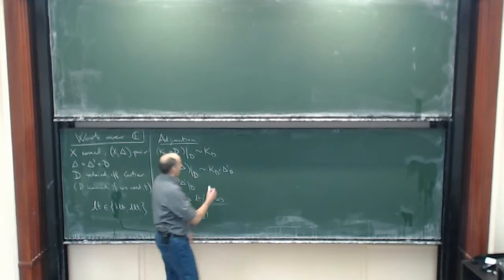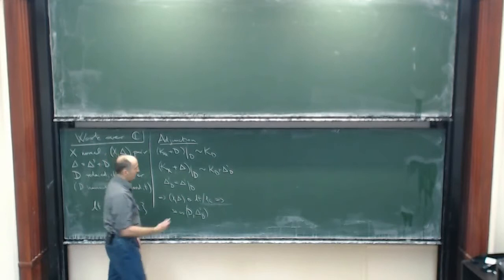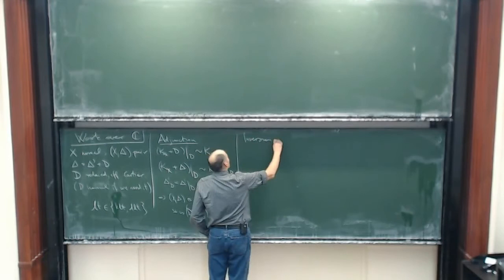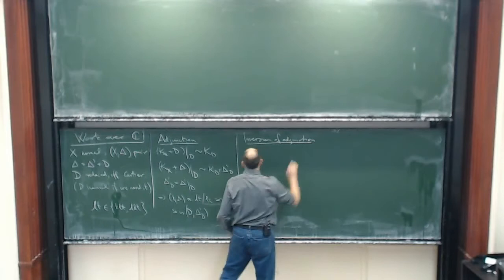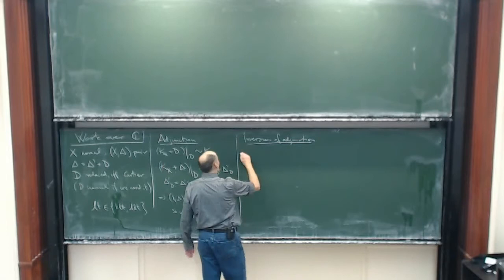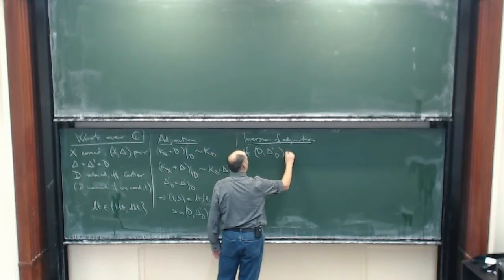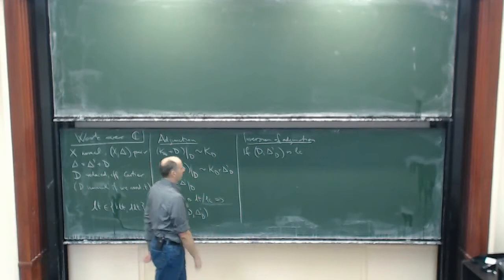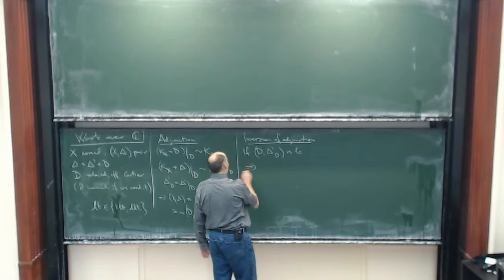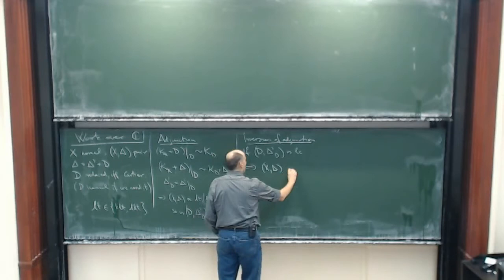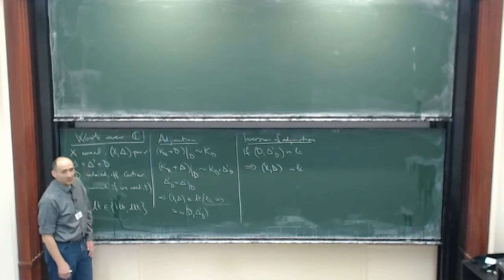Okay, so really adjunction is this conclusion when we talk about inversion of adjunction. So inversion of adjunction is really the reverse of this. So we would like to say that if the (D, Delta prime_D) is log canonical, or I'll probably just stick to log canonical, but there are many statements where you can replace log canonical with log terminal, then we would like to say that then (X, Delta) is log canonical. And of course here it comes handy if I assume that D is normal, because otherwise this would not make sense.